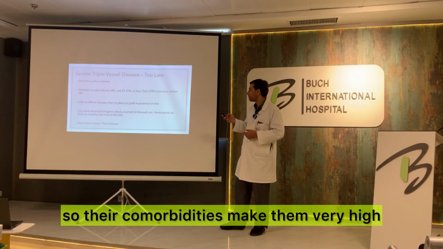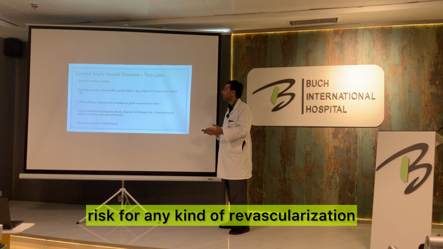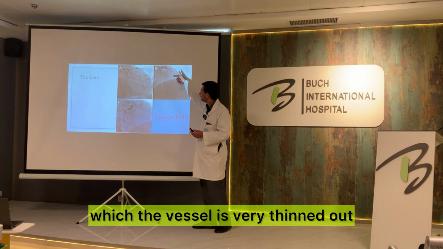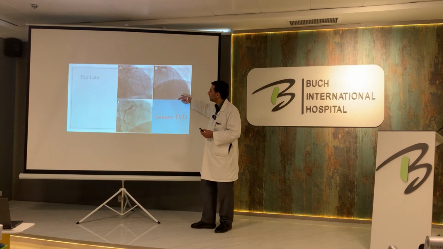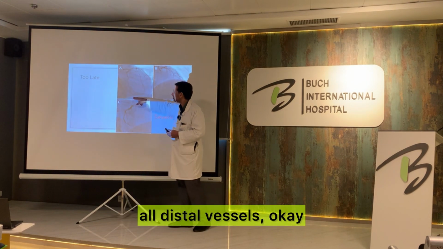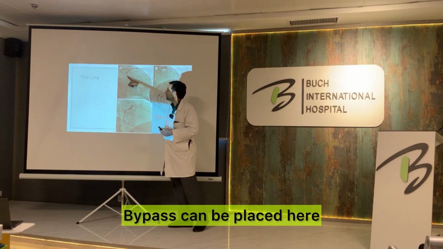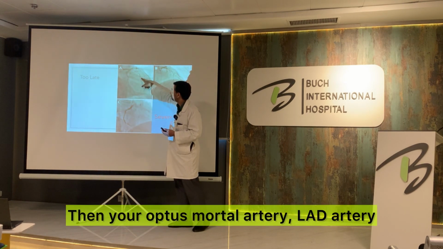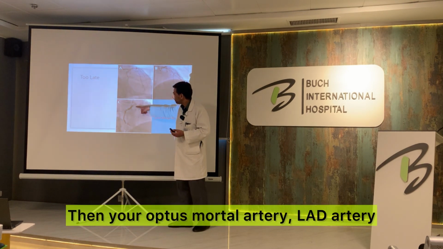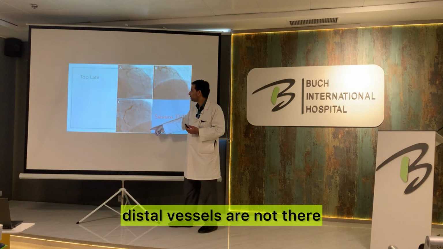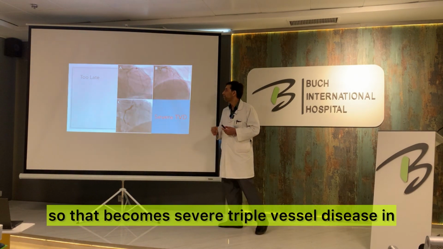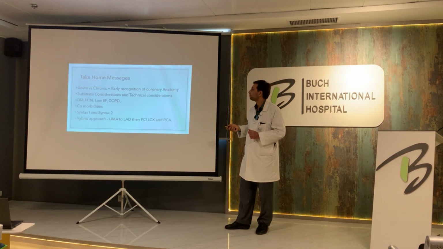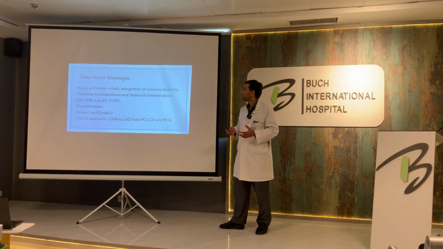Or if they have advanced renal dysfunction, pulmonary edema, so their comorbidities make them very high risk for any kind of revascularization. So the kind of cases in which the vessel is very thinned out, in which there are no real targets, all distal vessels. Okay, if bypass can be placed here, then we are looking at the same outcomes. Then your obtuse marginal artery, LAD artery, the caliber is so small, distal vessels are not there. So that becomes severe triple vessel disease in which doing a bypass is not worthwhile.